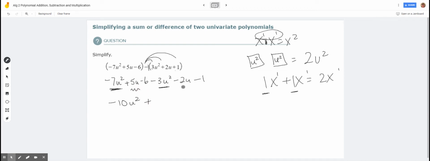Doesn't matter what you do. You just keep the variable the same. Plus 3u, and then real numbers, minus 7. And that is your answer.